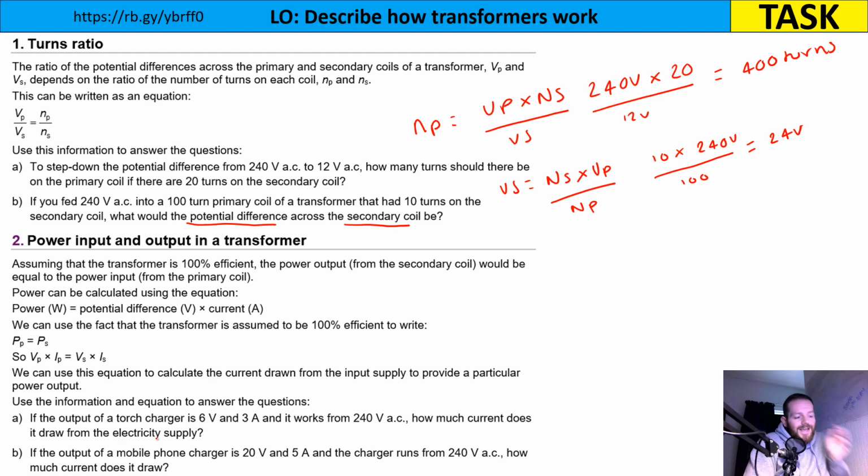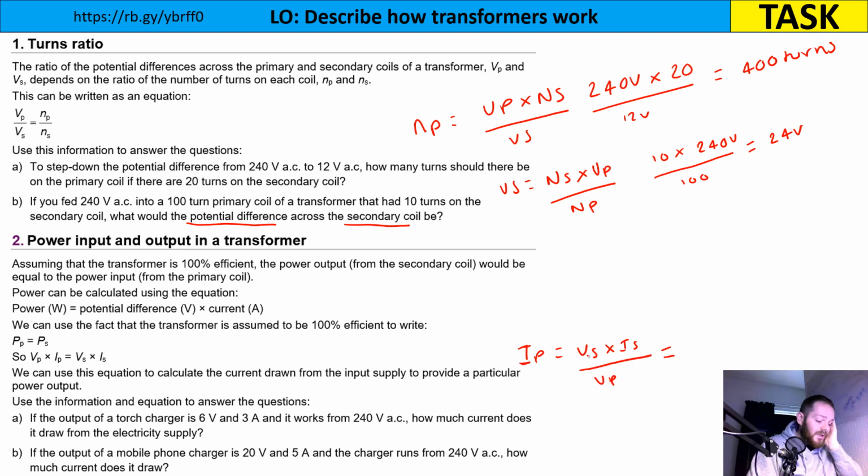Current being drawn is input current, okay? So we need to rearrange this equation to find what input current is equal to. Okay, so the current on the primary, I'm using input and primary interchangeably. Apologies if that's causing you some confusion. If I'm saying input and you don't know what I'm talking about, the primary. Okay, so the input on the primary is the voltage of the secondary multiplied by the current of the secondary divided by the voltage of the primary.